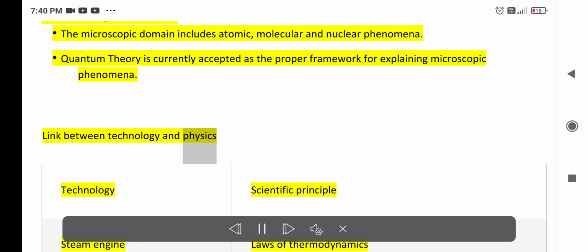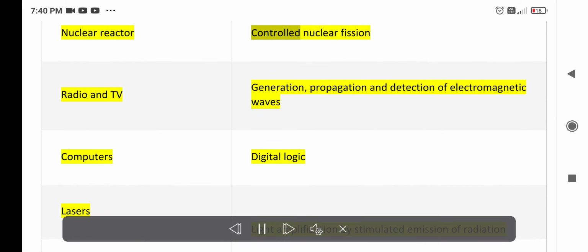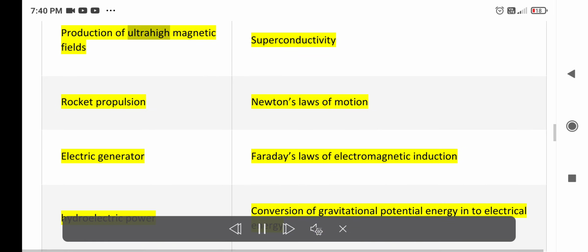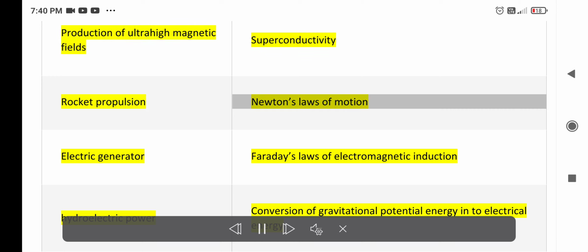Link between technology and physics. Technology, scientific principle. Steam engine: laws of thermodynamics. Nuclear reactor: controlled nuclear fission. Radio and TV: generation, propagation and detection of electromagnetic waves. Computers: digital logic. Lasers: light amplification by stimulated emission of radiation. Production of ultra-high magnetic fields: superconductivity. Rocket propulsion: Newton's laws of motion.